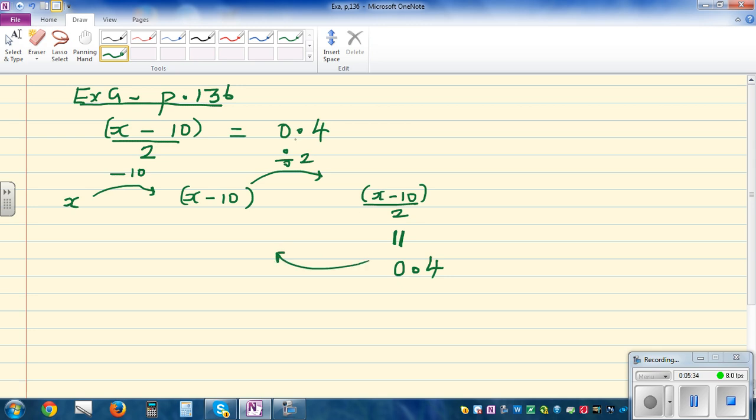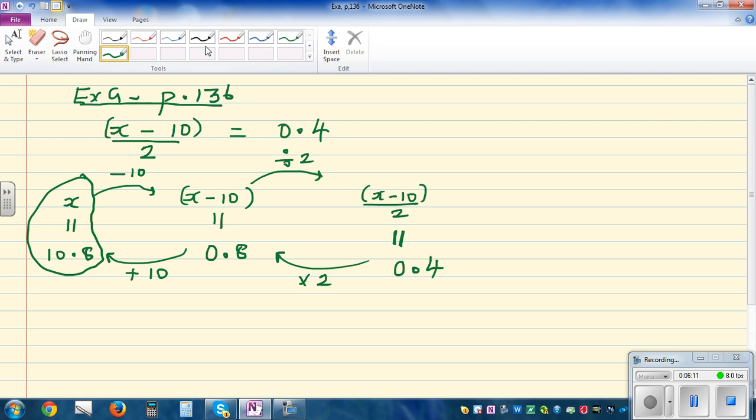The opposite of divided by is times. So 0.4 times 2 is 0.8, so x minus 10 has to be 0.8. Am I right? We'll check the answer. The opposite of minus 10 is plus 10. So 10 plus 0.8 is 10.8. And that's the answer: x is equal to 10.8.